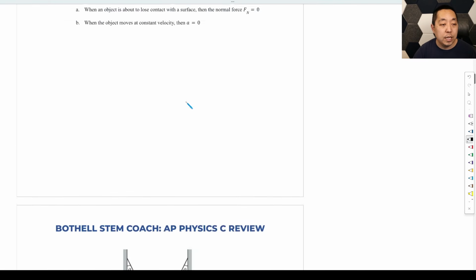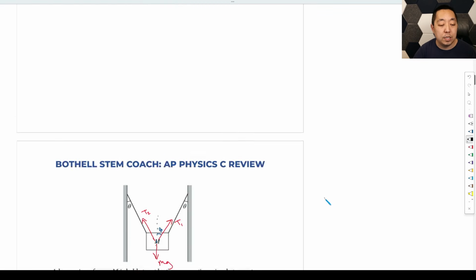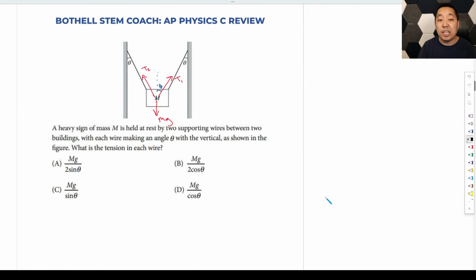Then what was the next step? We want to identify the acceleration of the system. Well, it's just hanging there. It's not accelerating up or down, not moving in a circle, so the acceleration is 0. Now we want to decompose forces. So we want to decompose the tension T1 into x and y components.